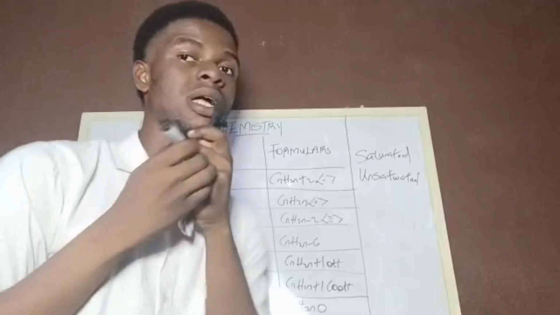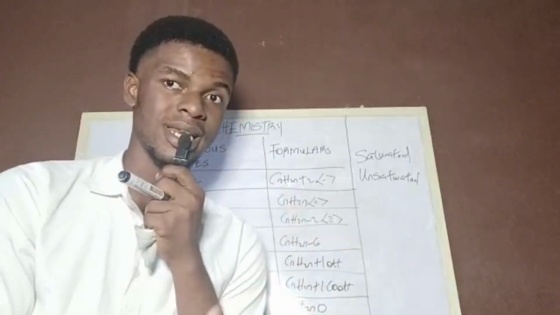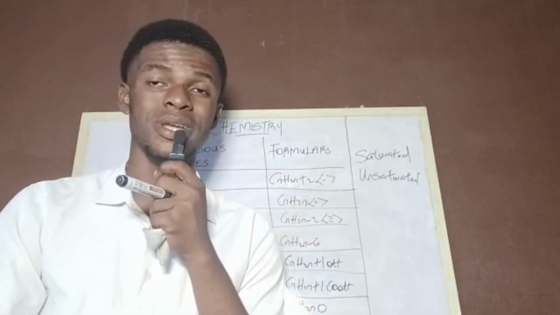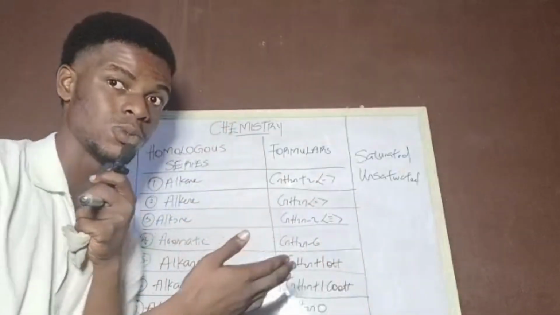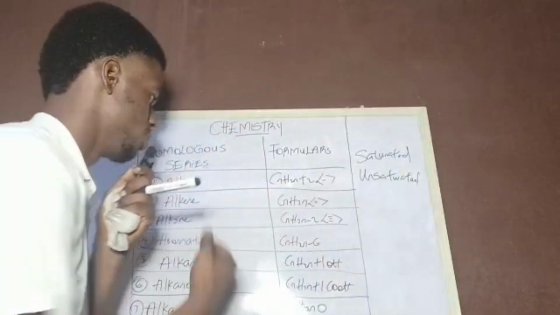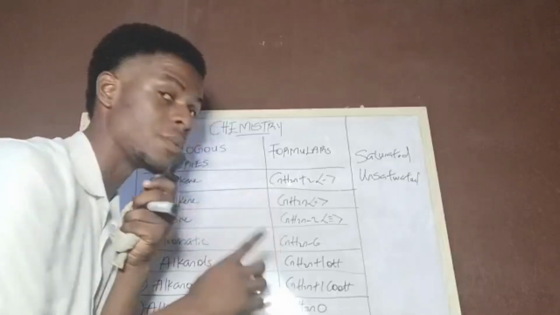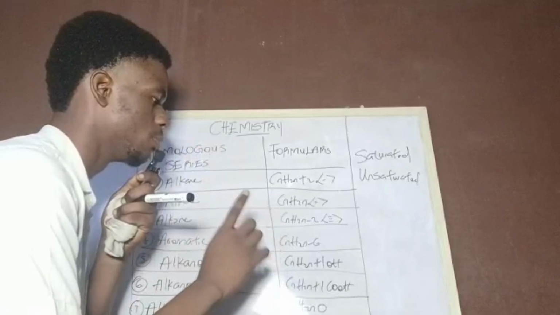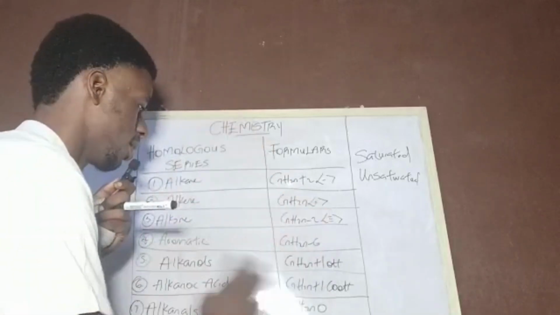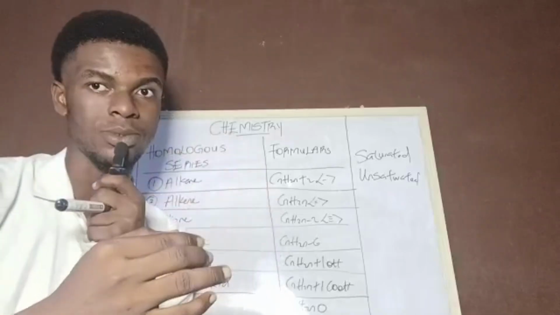Saturated hydrocarbons are majorly alkanes because they have single bonds, while unsaturated ones are alkenes and alkynes because they have double bonds or triple bonds. Moving on, we have alkyne, CnH2n-2, which is a triple bond. Then aromatic, CnH2n-6. We have alkanol, CnH2n+1OH, alkanoic acid and also alkanals. Now I'm going to take alkane and list out the members.